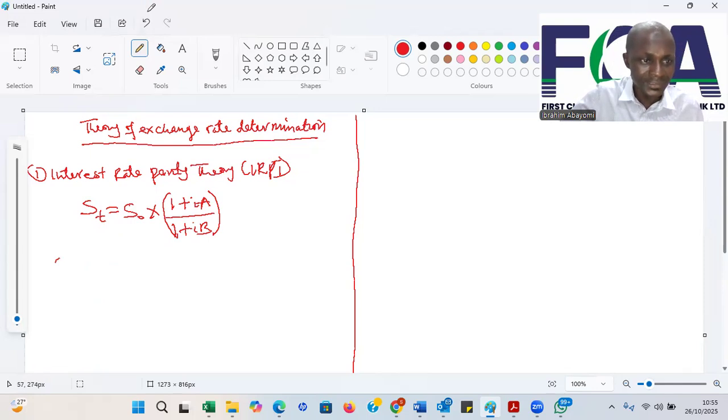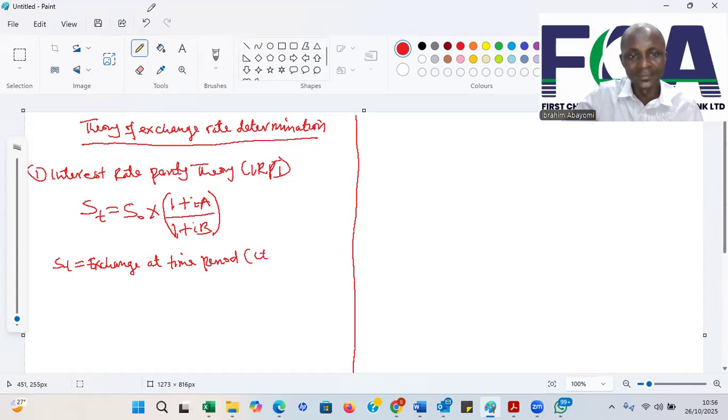Now, what we have, let's do this. ST is exchange rate at time period T, at a particular period, maybe next month or whatever. Now, S0 is the spot exchange rate as of today.